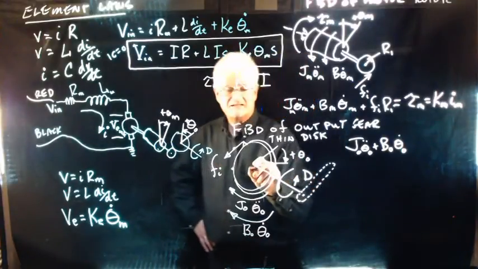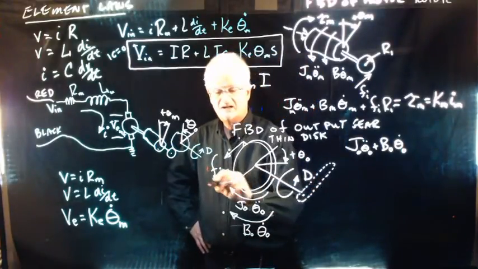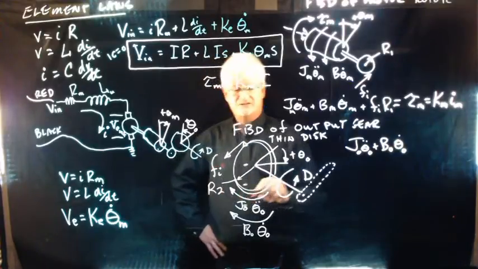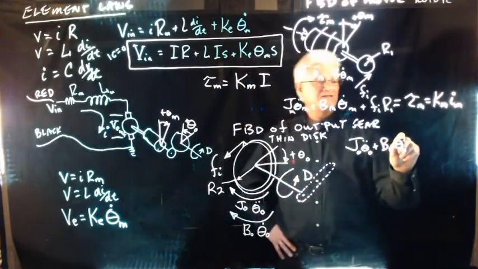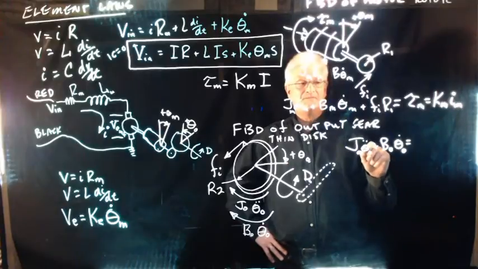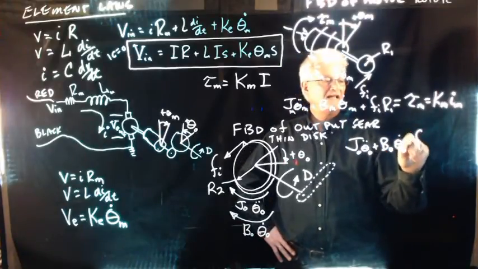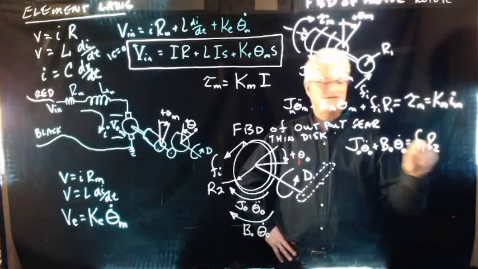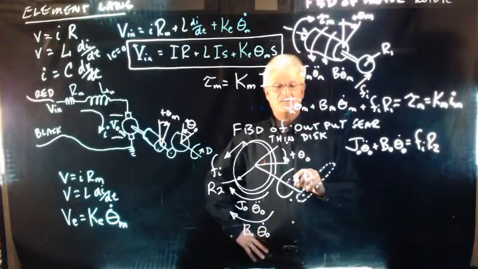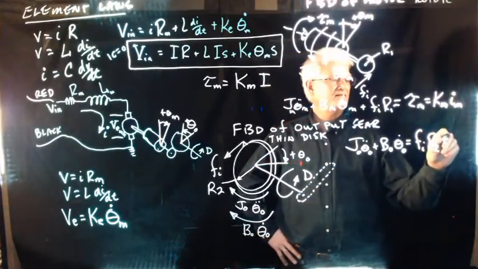Let's see, I'm going to go ahead and define this to be R2. That's going to be R2. And then what I'm going to do is set that equal to F sub I times R2. So that's the moment around that, plus D.